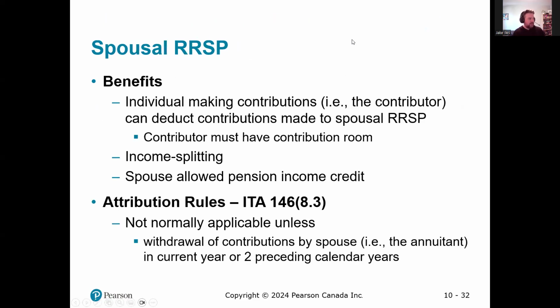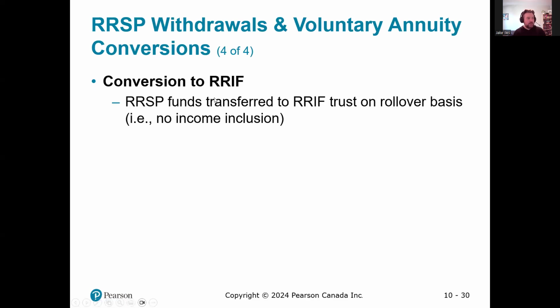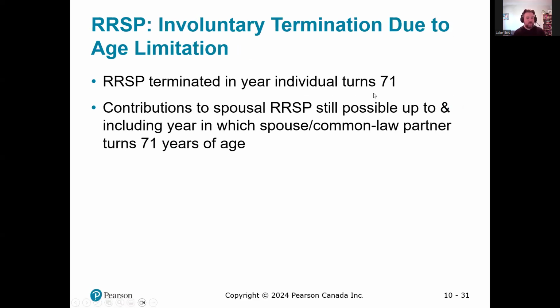If there's an involuntary termination due to age limit, the RSP terminates when you turn 71. You can convert to a RIF at any time. Most people don't. Most people, once they turn 71, are forced to convert whatever the balance is at that time to a RIF.